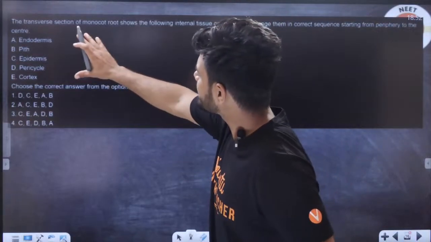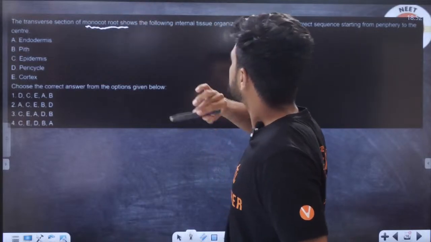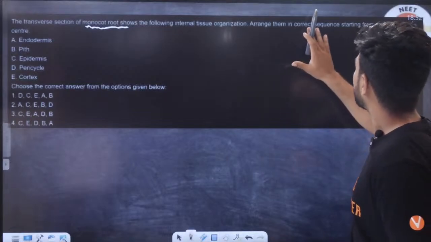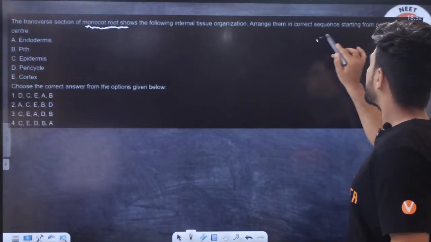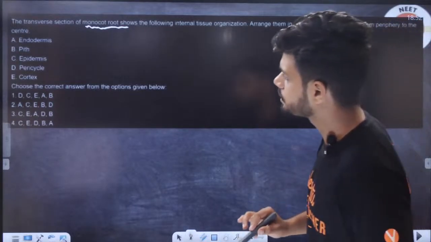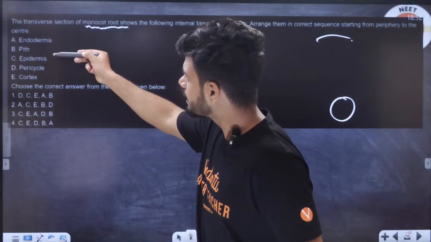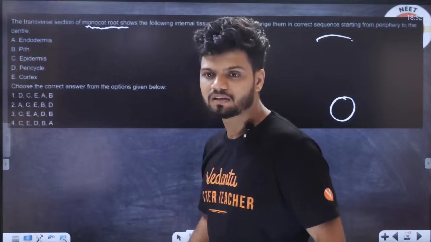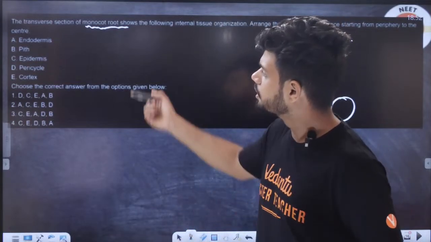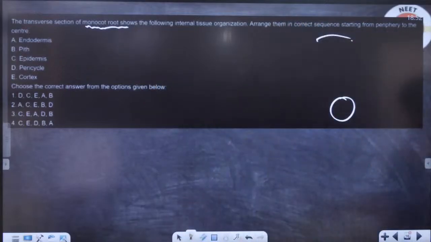In a transverse section of monocot root, showing the following internal tissue organization, arrange the following in the correct sequence starting from the periphery towards the center. Tell me, which will be the outermost? Endodermis, pith, epidermis, pericycle, cortex. I'll give you 10 seconds, sit and do it.